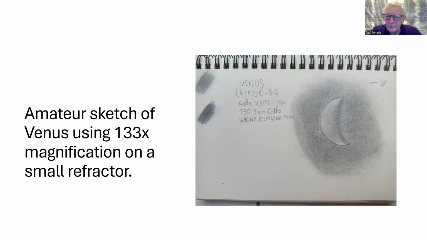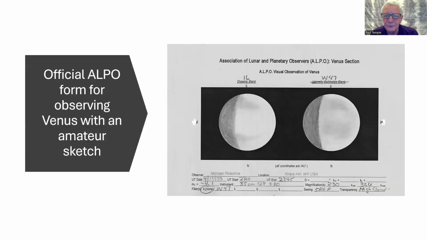And what this does is with 133 power on a refractor plus the polarizer, it makes it so that it's not so bright. If you look at Venus with a small telescope, even at 133 power, it'll dazzle your eyes because it has a white, highly reflecting cloud surface, and it makes it very bright, and it's very difficult to see the details. So this is the Association of Lunar and Planetary Observers, ALPO, not the dog food, but the astronomy group.